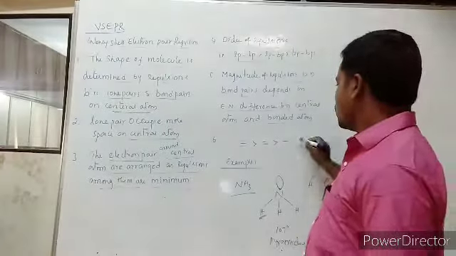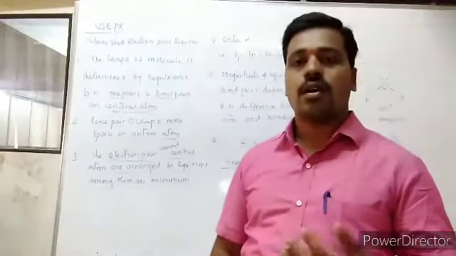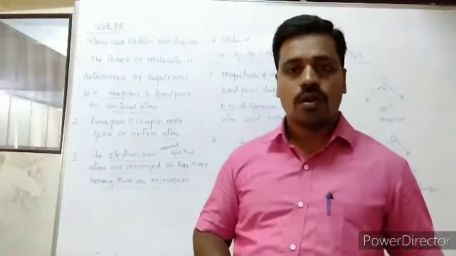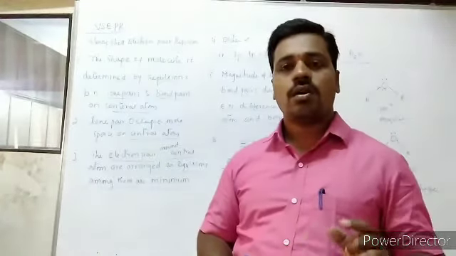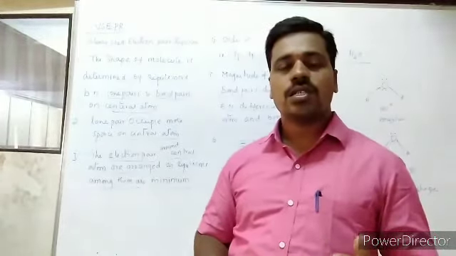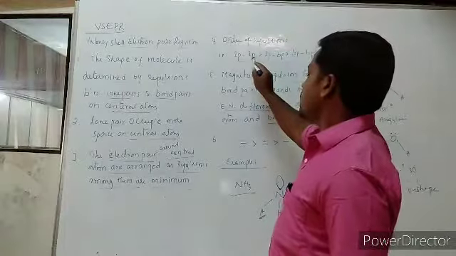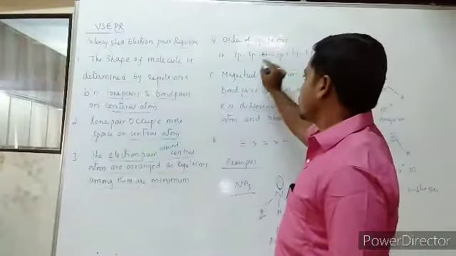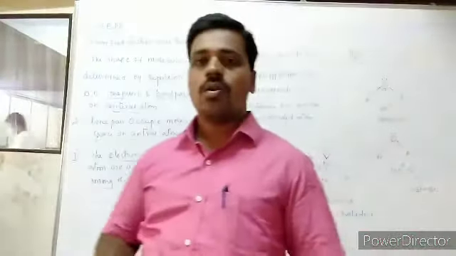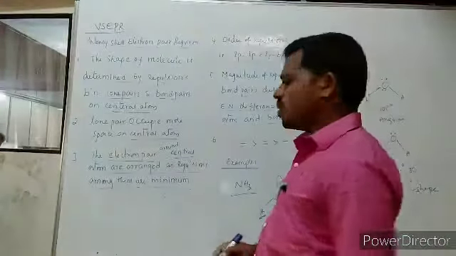And after that, if there is a presence of bonds, how will the repulsions be? If there is a triple bond, the repulsion will be more. If there is a double bond, the repulsion will be somewhat less. If there is a single bond, the repulsion will be very low. So these two orders are very important: one for lone pairs and bond pairs, and one for bonds. Triple bonds have more repulsive power, then double bonds, and after that single bonds.